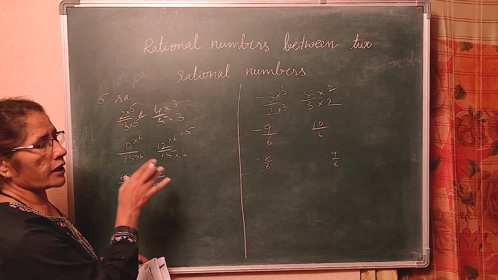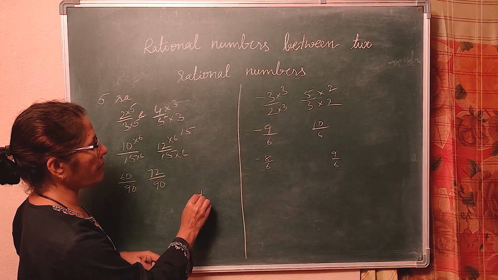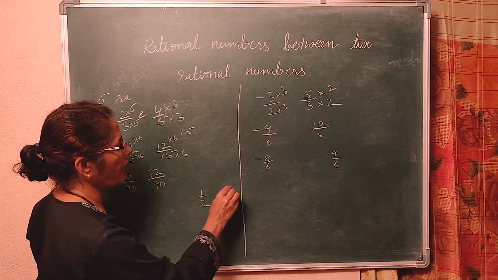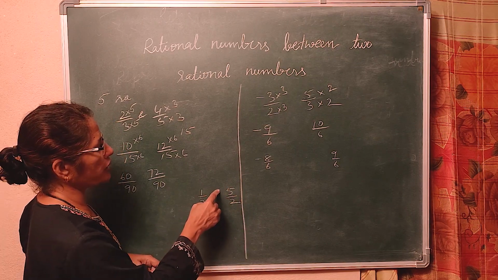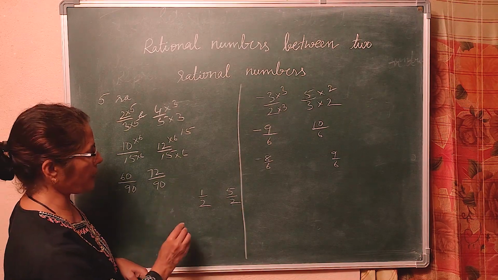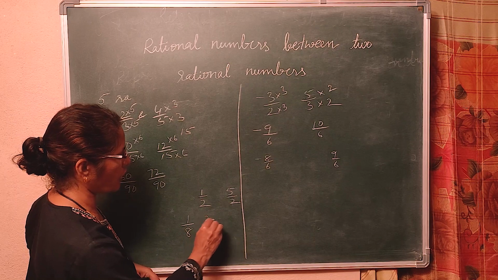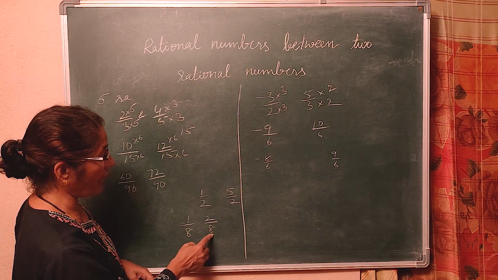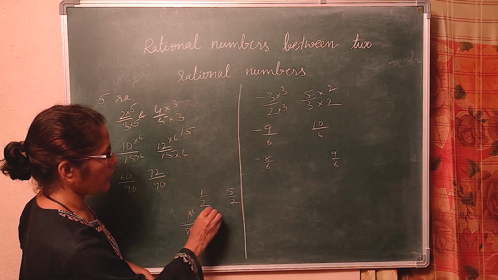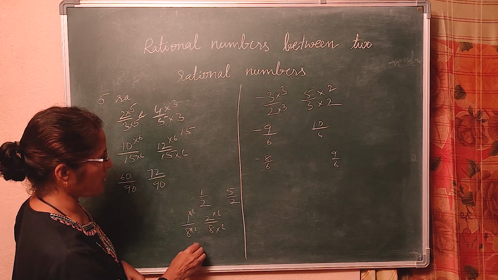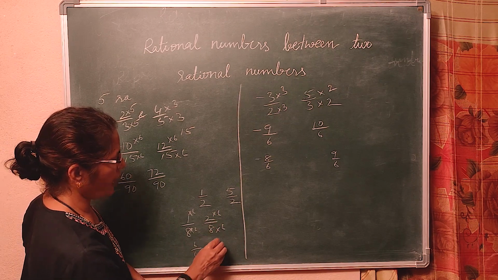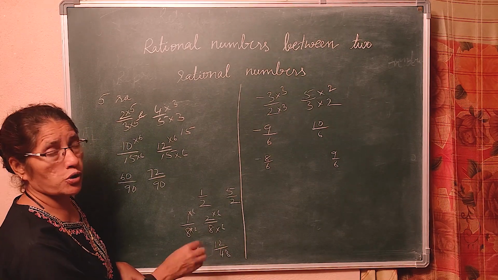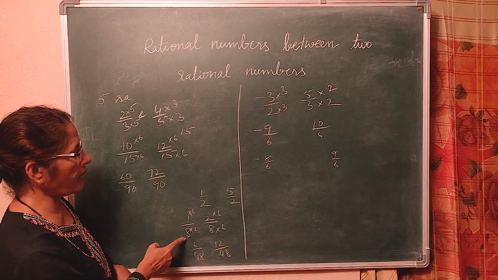Now you understood clearly. I hope you understood. Suppose they give you 1 by 2 and 5 by 2. How many rational numbers? 2 by 2, 3 by 2, 4 by 2, directly. Suppose they give 1 by 8 and 2 by 8. What do you have to do? You make the denominator same. So if they ask 5 rational numbers, you multiply by 6. So you get 6 by 48 and 12 by 48. Then you can write down 7 by 48, 8 by 48 and so on, which are the rational numbers between 1 by 8 and 2 by 8.